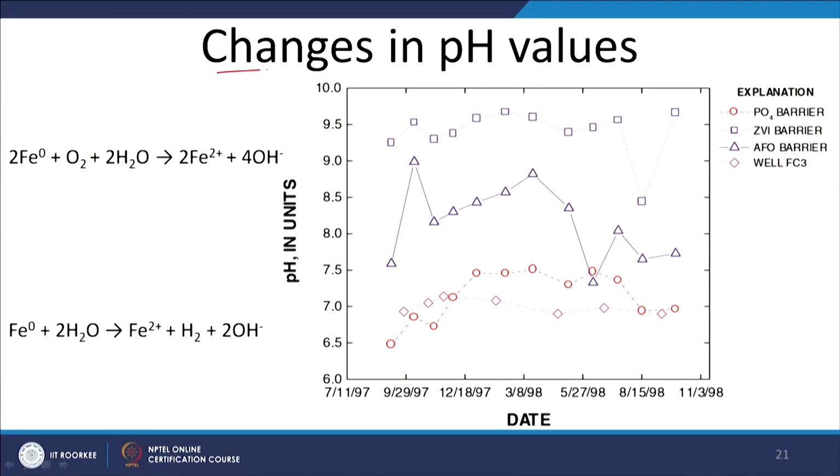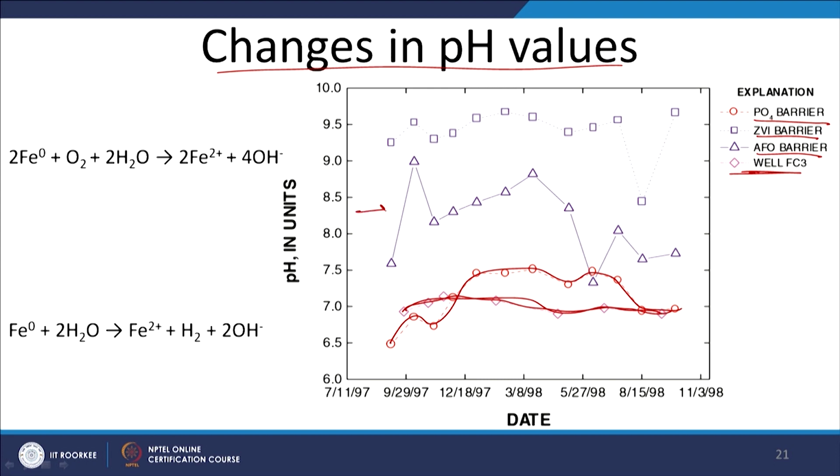So again, changes in pH values. We are looking at the 3 barriers: phosphate, zero valent iron and AFO, and one upstream. So this is the actual trend, upstream concentration without treatment. And for PO4 3 minus, which was primarily precipitation, this is what we observe, and for AFO this is what we observe.